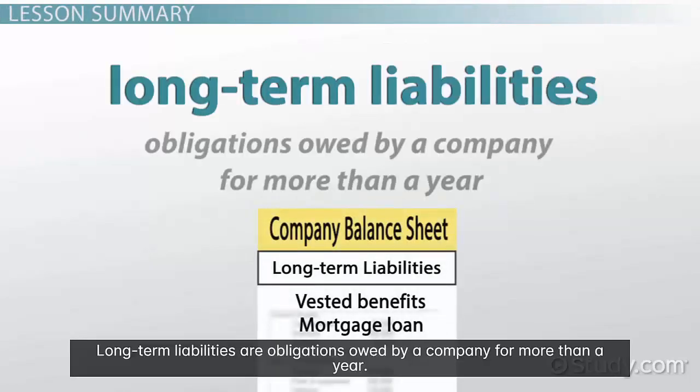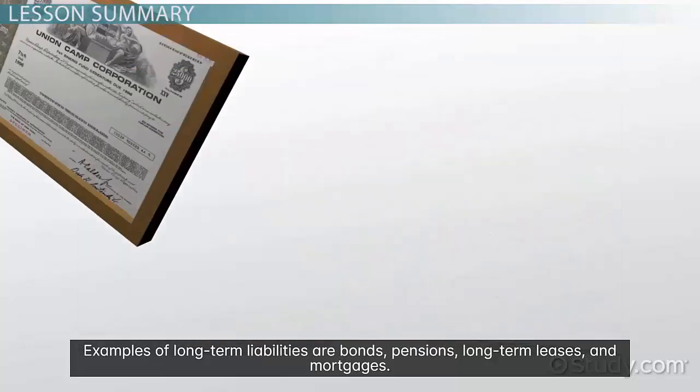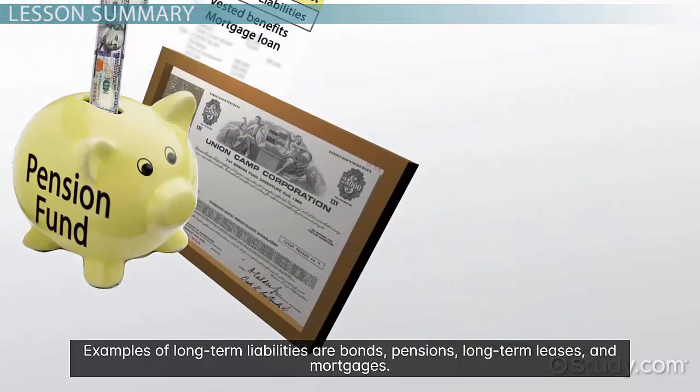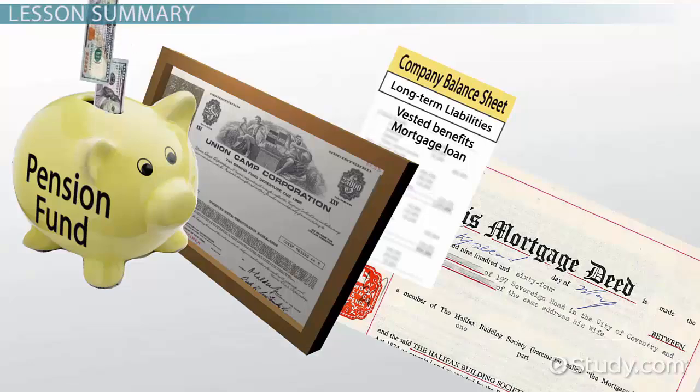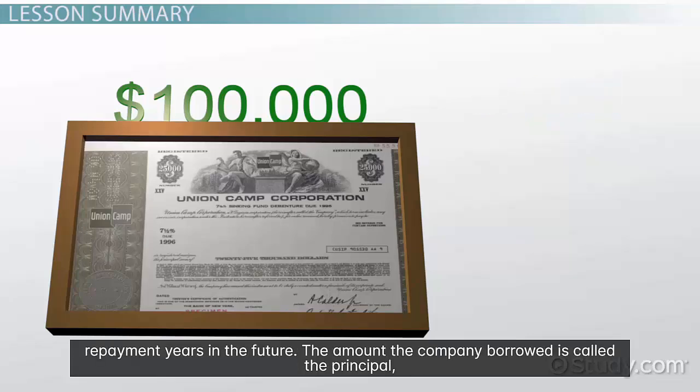Long-term liabilities are obligations owed by a company for more than a year. Examples of long-term liabilities are bonds, pensions, long-term leases, and mortgages. A bond is similar to an IOU. The company issues bonds and investors purchase those bonds with a promise of repayment years in the future.